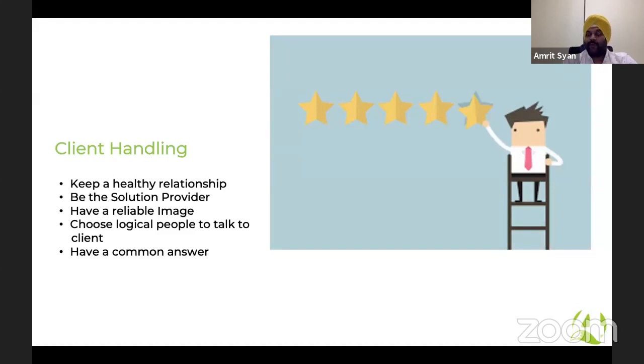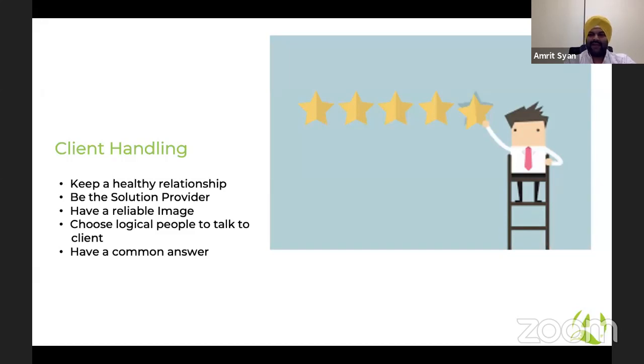Be a solution provider. I told you earlier in the first slide, just doing the work is not your job. You have to give a business solution. Whichever person or IT company provides a business solution would be the one coming up, not the company that is just doing the tech, but the company giving a business solution. Remember, guys, choose logical people to talk to the client. Now, this is again one thing where you guys need to know.